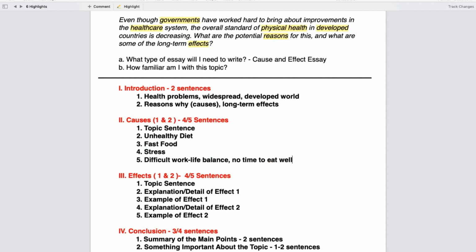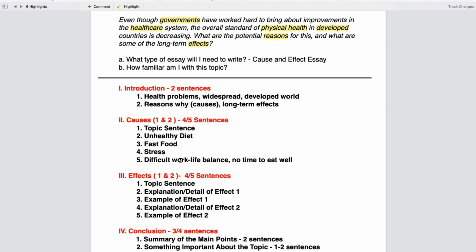Now keep in mind that the words you are writing, these are just words to spark your memory and remind you of what you want to write when you're actually writing down your essay. You don't have to have perfect grammar. You don't have to have complete sentences in your outline, okay? Just in your actual essay. All right, let's go into our effects.